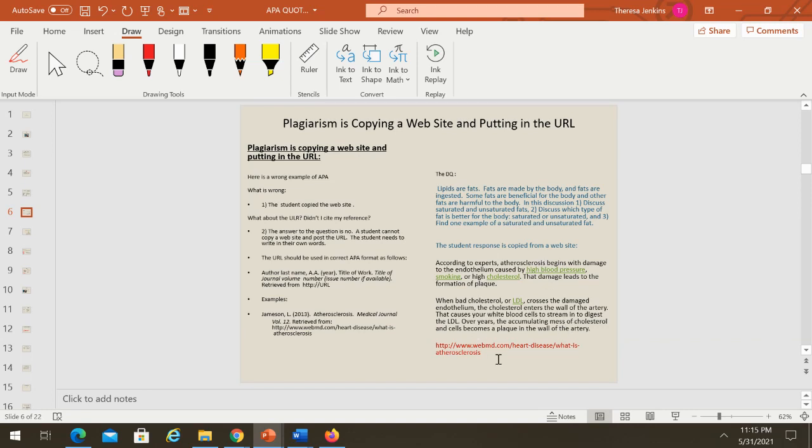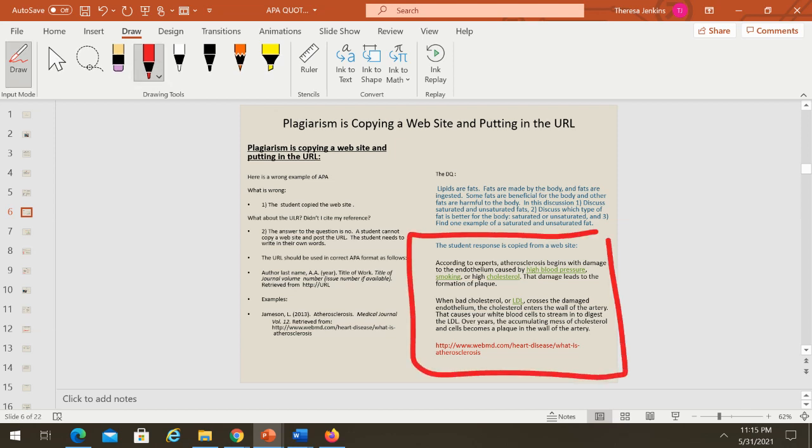Now, this is frequently what we see inside of the classroom, okay? Please understand this is very important. You cannot copy a website and put in the URL. This is by definition plagiarism. Over here on the side, you will see, what about the URL? Didn't I cite my reference?